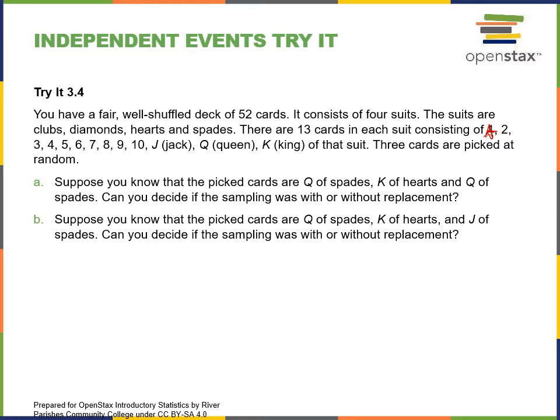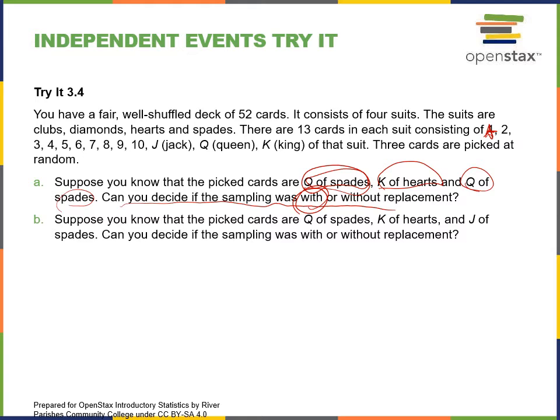So let's assume we pick 3 cards at random. First card, queen of spades. Second card, king of hearts. Third card, queen of spades. Can you decide whether or not that was done with or without replacement? I would say it has to be with replacement, right? Because there's no way you can get the queen of spades and then the queen of spades again if you didn't put the queen of spades back in the first place. There's only one queen of spades in this whole deck. So that had to have been done with replacement in that scenario, right?